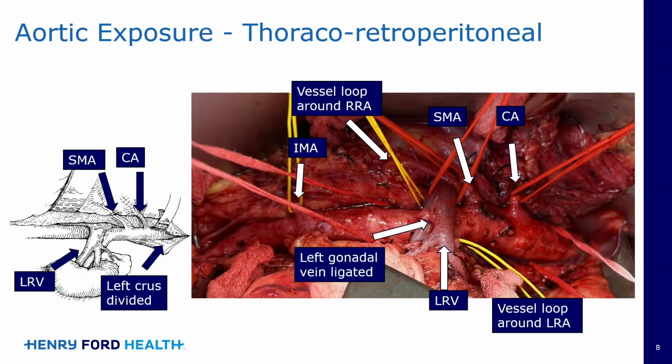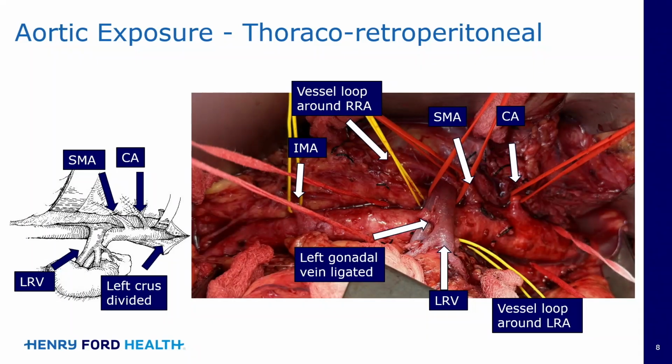Over here, I don't know if you can see it, but this picture basically shows that we have divided the left crus of the diaphragm, and this is needed because we want to be able to expose the supraceliac aorta and the celiac artery. Next, another important thing here is that you want to manage your lumbar arteries and you want to control them because once you open up the aorta, this can cause a significant amount of back bleeding.